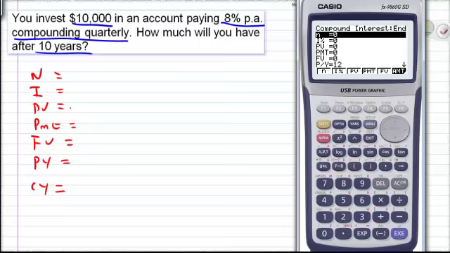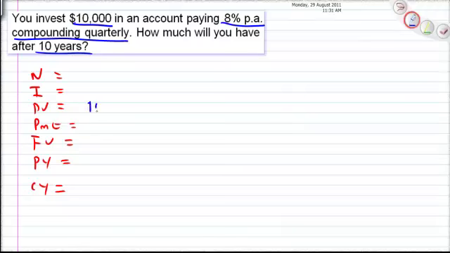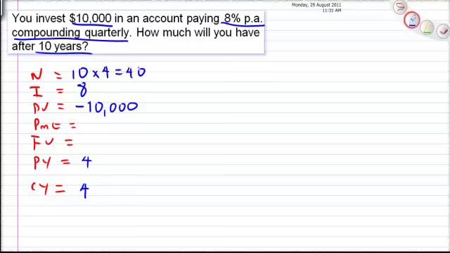You invest $10,000, so that's our principal. So we put in $10,000. And that's got to be negative, and I'll explain why. Your I is 8, your N is 10. It's compounding quarterly, so you've got to go 4 here and 4 here, and then we have to times this by 4 to get 40. Because it's being done 4 times a year over a 10-year period, so it gets compounded 40 times. The future value we don't know, and we're not putting any payments in.